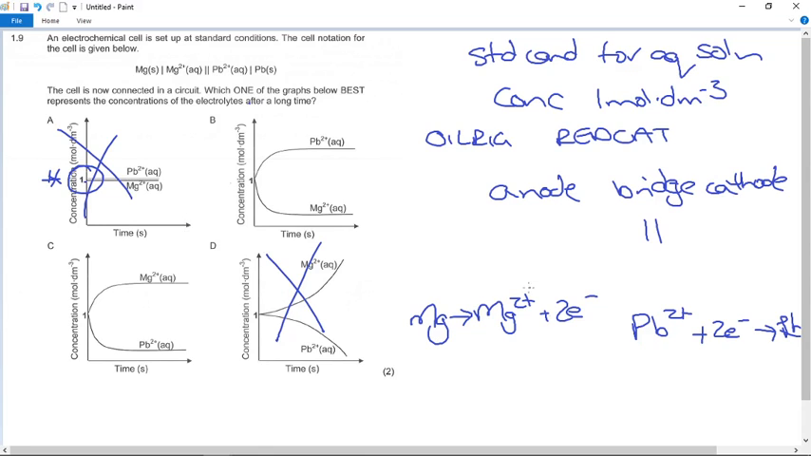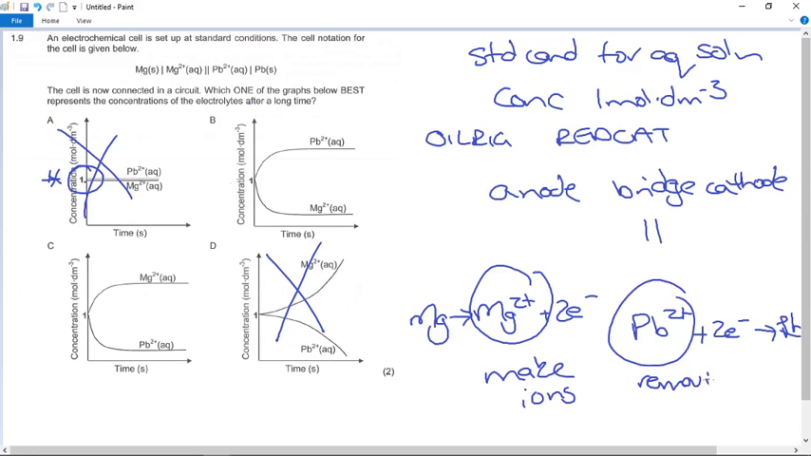We are making magnesium ions on this side. We are actually making ions, and on this side we are removing ions because they are going from being an ion to being a metal. So this answer, C, is the correct answer, because you can see here that the magnesium ion concentration increases and the lead ion concentration decreases as the two reactions occur.